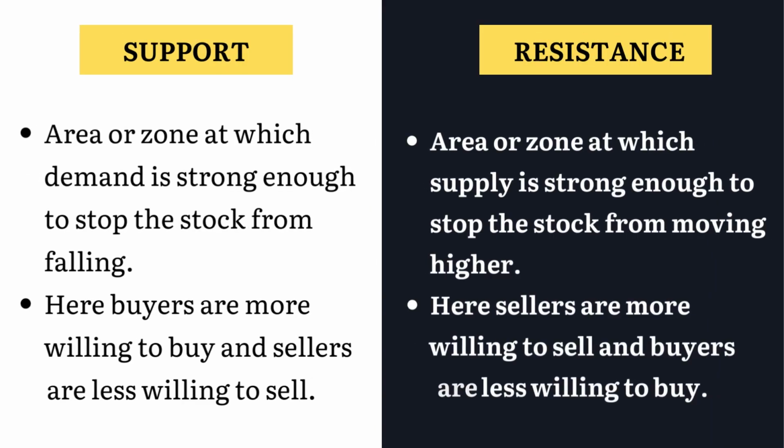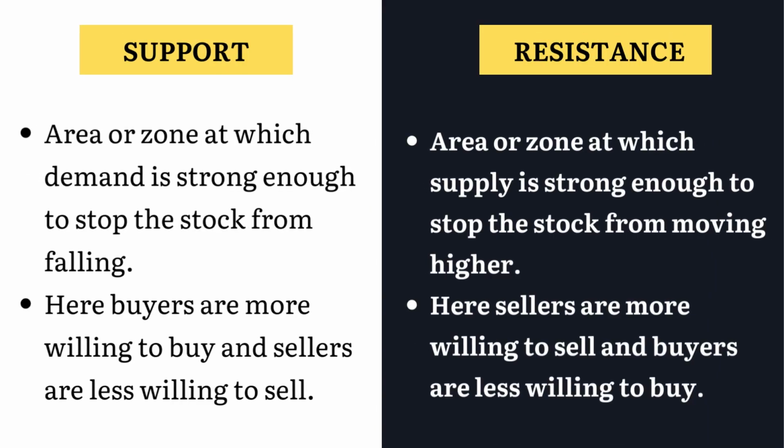Now before we discuss trends, let's see what support and resistance are. Support is an area or zone where demand is strong enough to stop the stock from falling. Here buyers are more willing to buy and sellers are less willing to sell. On the other hand, resistance is an area or zone where supply is strong enough to stop the stock from moving higher. Here sellers are more willing to sell and buyers are less willing to buy.